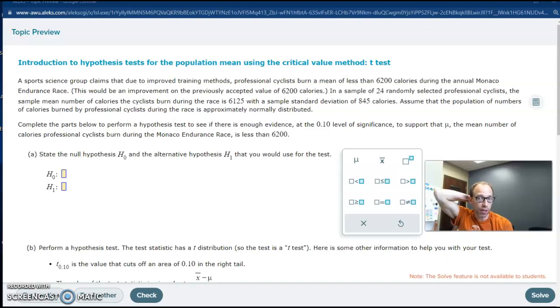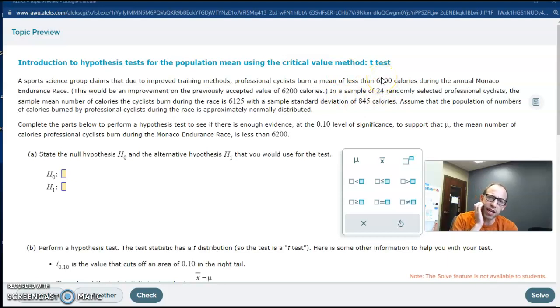Okay, I strongly recommend you watch the video for hypothesis tests for the mean using the critical value method with z-test first, because in that video I go into more detail. Here I'm just going to show how it differs for the t-test. So first of all, how do we know that we have to conduct a t-test instead of a z-test here?